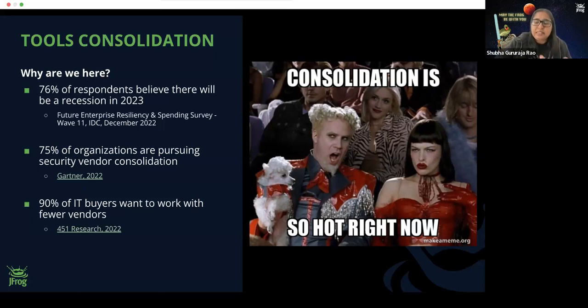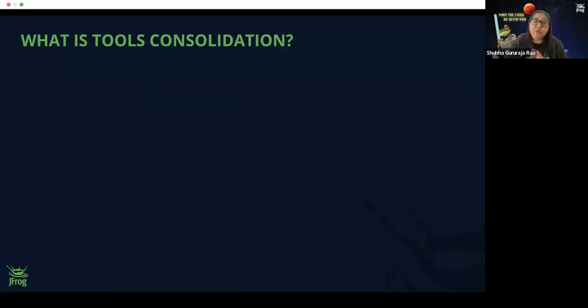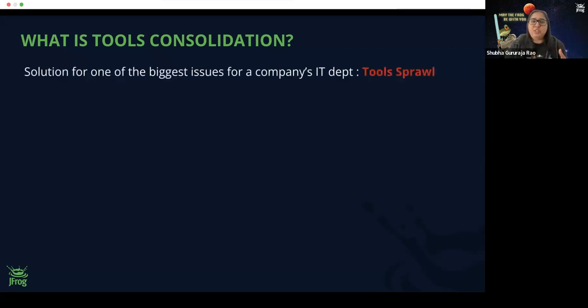So let's understand why tools consolidation. But before we do the why, let's go on with the what is tools consolidation. If you take a step back and look at what this whole tools consolidation is about, it's actually one of the solutions, or rather the solution, for one of the biggest issues for the company's IT department today, which is tool sprawl, right? But what is tool sprawl?